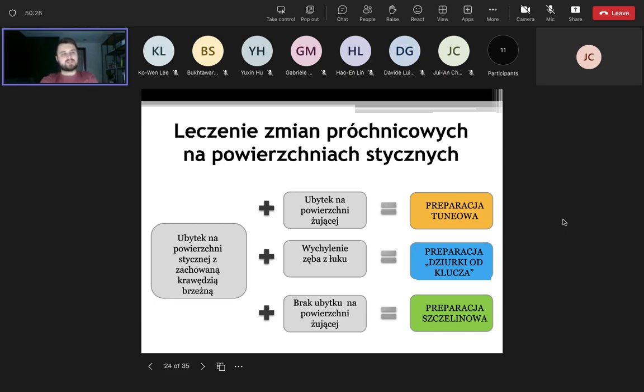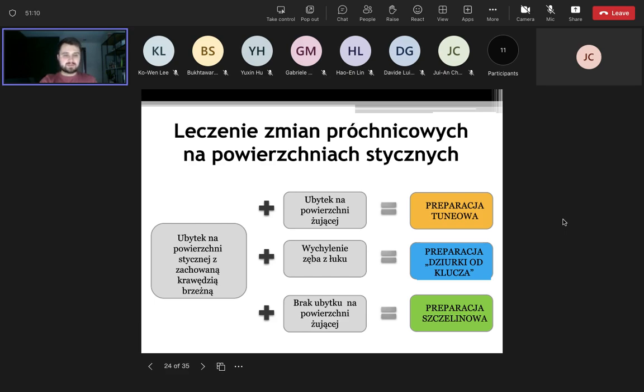So in the case of proximal surfaces, we are working to save as much hard tissue as we can, because the tooth has something like a ring. The ring of the tooth is the enamel located in the proximal regions and on the buccal and lingual sides of the tooth. I will show it in the photo in a minute. Okay. So we try to avoid removing healthy tissues.